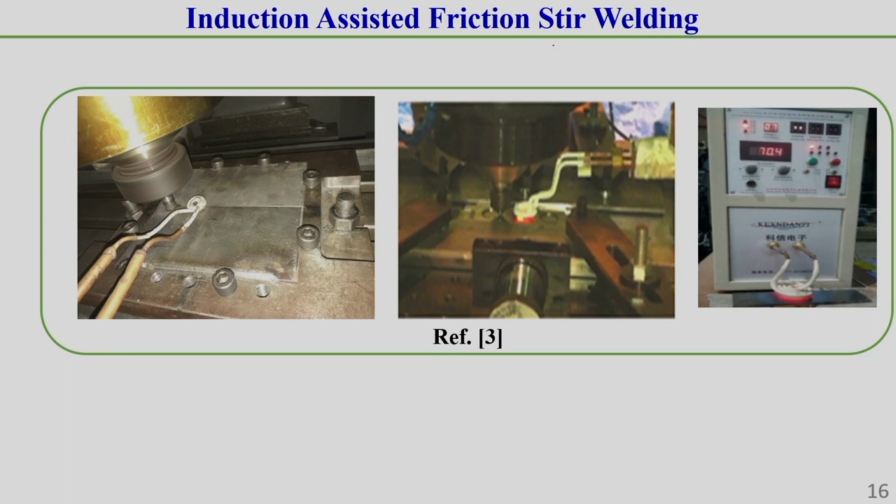Now, the induction assisted friction stir welding process uses an induction coil. You see, this is an induction coil in the first figure. Once we supply alternating current through this induction coil, a magnetic field is generated. As the alternating current passes through the coil, there will be a fluctuation of the magnetic field. Now, we know that according to Faraday's law, a fluctuating magnetic field develops an eddy current, correct.